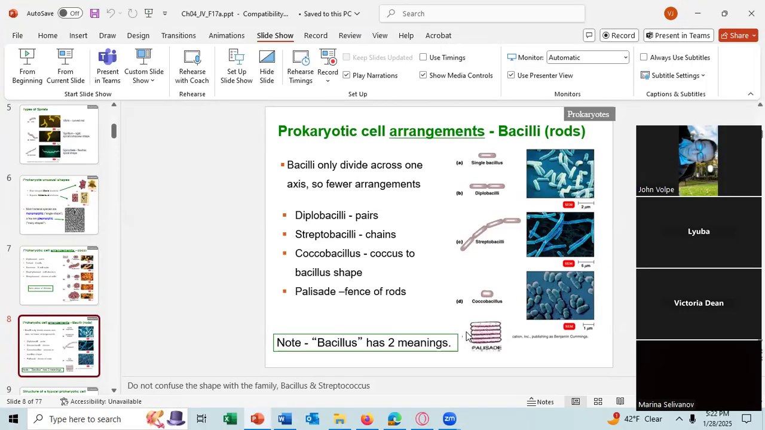Any questions about the growth arrangement of bacilli and cocci?